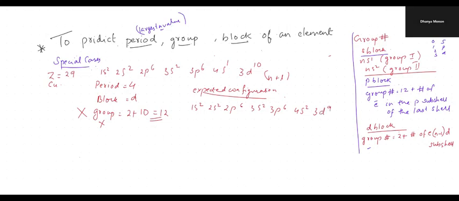So the period number is the same. Period number is not affected. It is largest n value. Block is also not affected. It is D. And group number is 2 plus number of electrons in the D subshell, which is 9, so which gives 11. And copper is in group 11. Okay. So these are some special cases. Always write down the expected configuration to get the correct group number. Okay. Now let's do some examples for this.